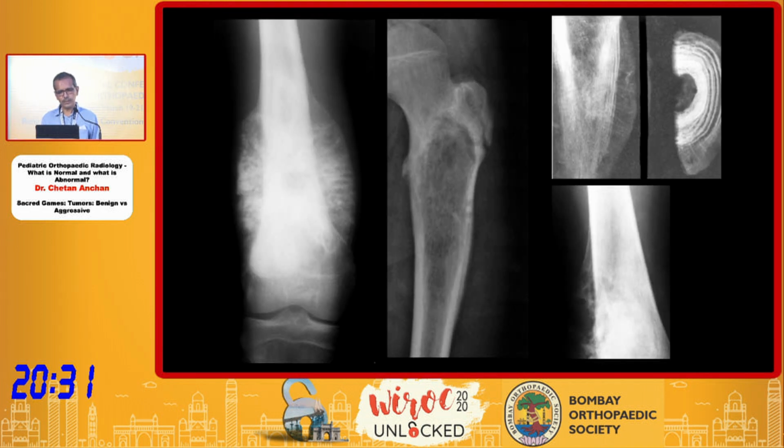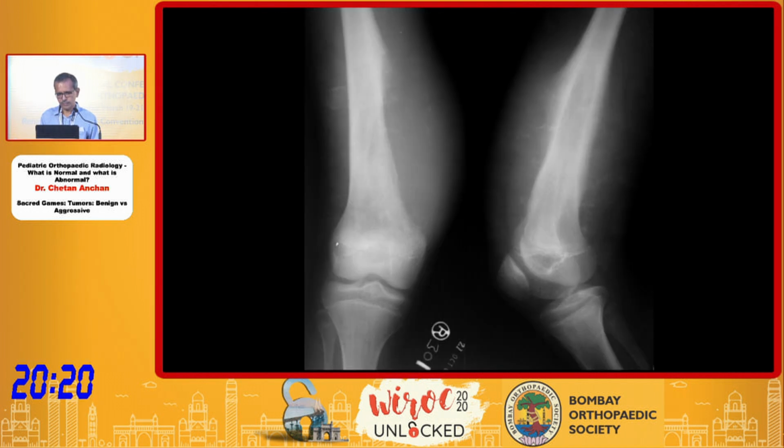So these are examples of interrupted periosteal reaction. You have this sunburst on the right, next is the onion peel appearance, and the last one is the Codman triangle. This is an X-ray of a distal femur Ewing sarcoma, where you see practically all of these findings.